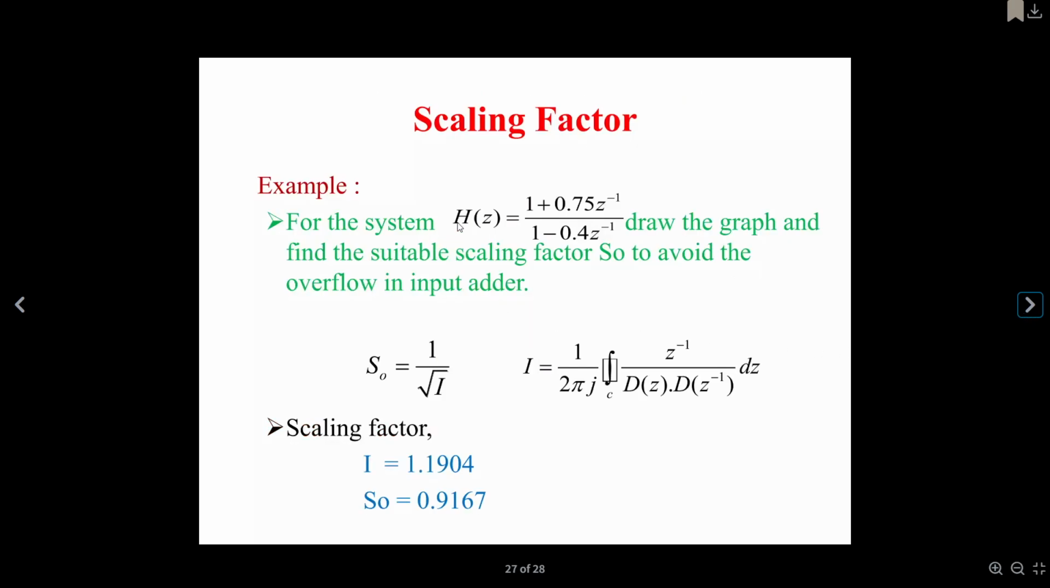Scaling factor for a system H(z) equal to (1 plus 0.5 z to the power minus 1) by (1 minus 0.4 z to the power minus 1). We will draw the graph and find a suitable scaling factor so as to avoid overflow in the input. S0 is equal to 1 by root I, where I is equal to 1 by 2 pi j, the contour integral of H(z) H(z inverse) z inverse dz. Scaling factor I is equal to 1.09, S0 is equal to 0.016.